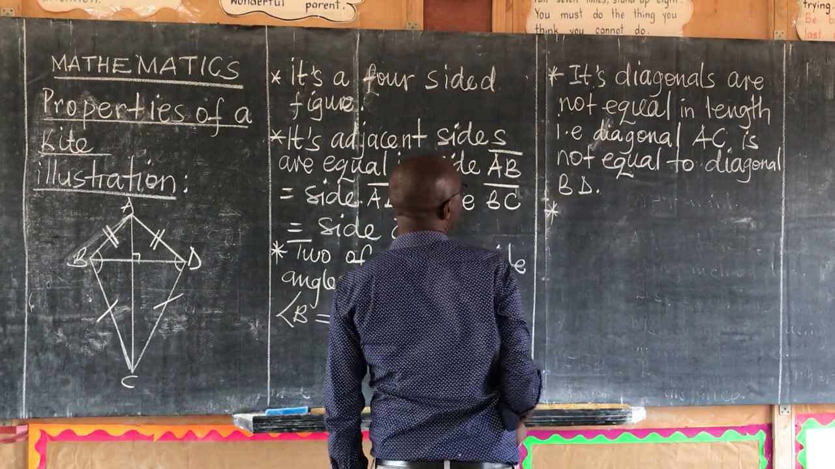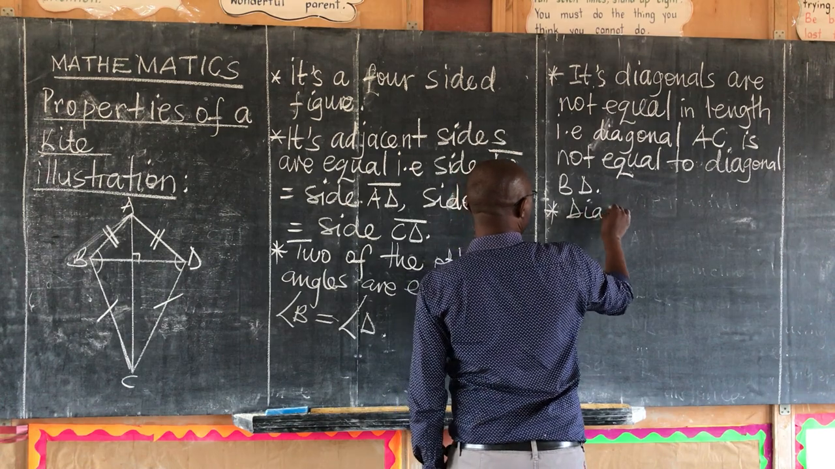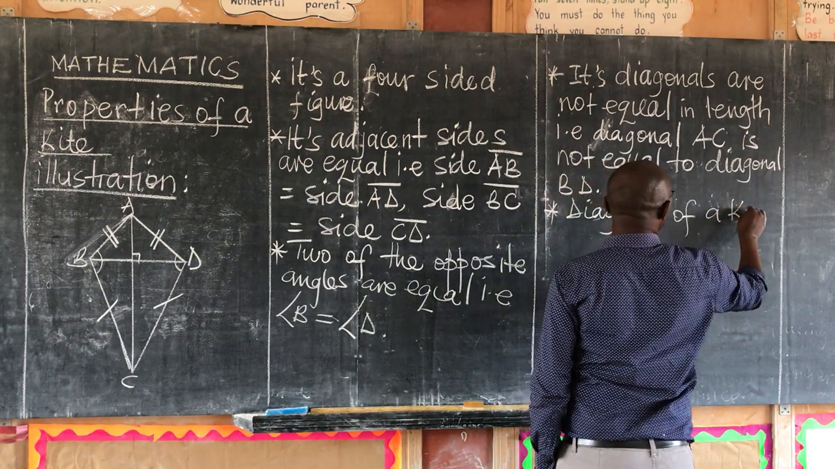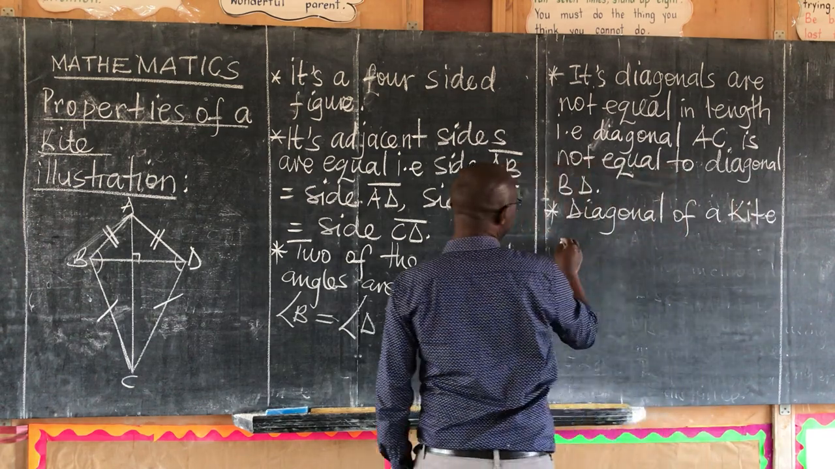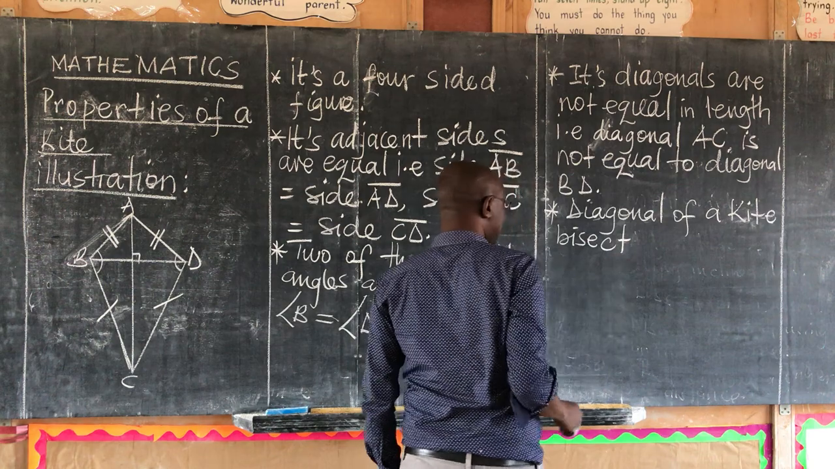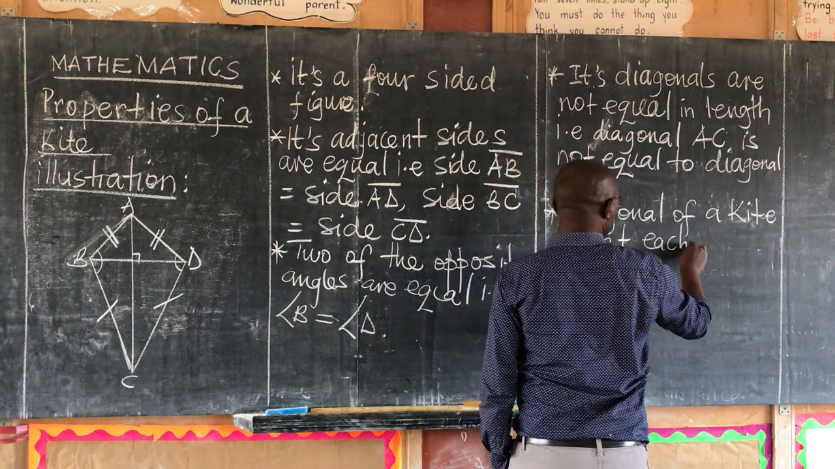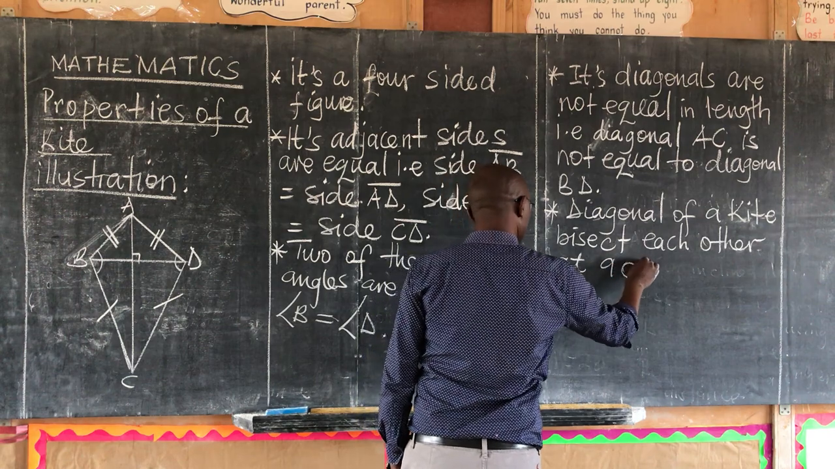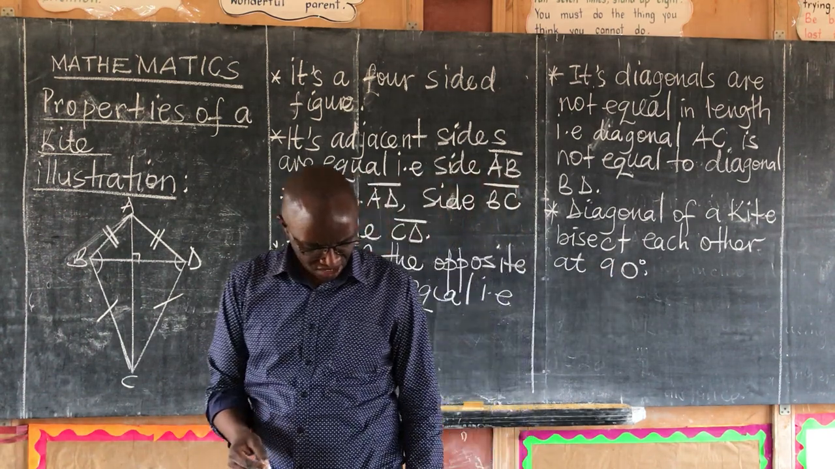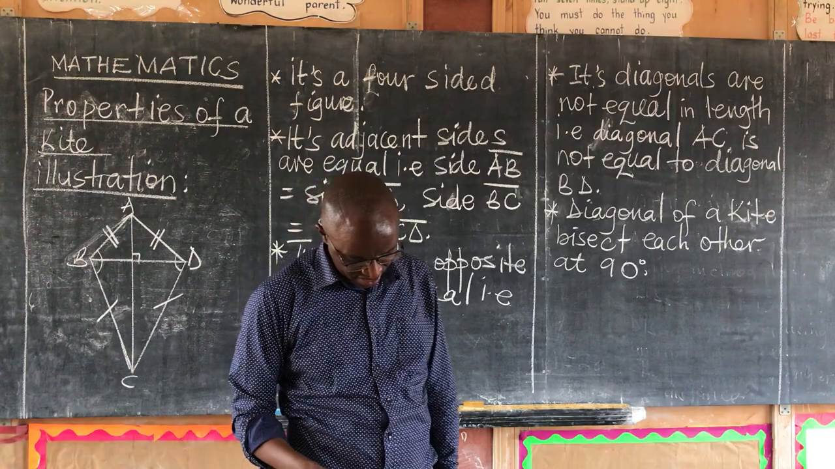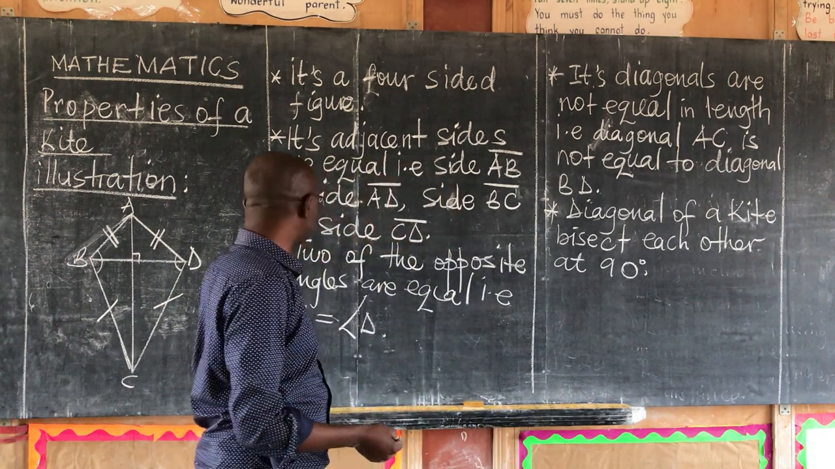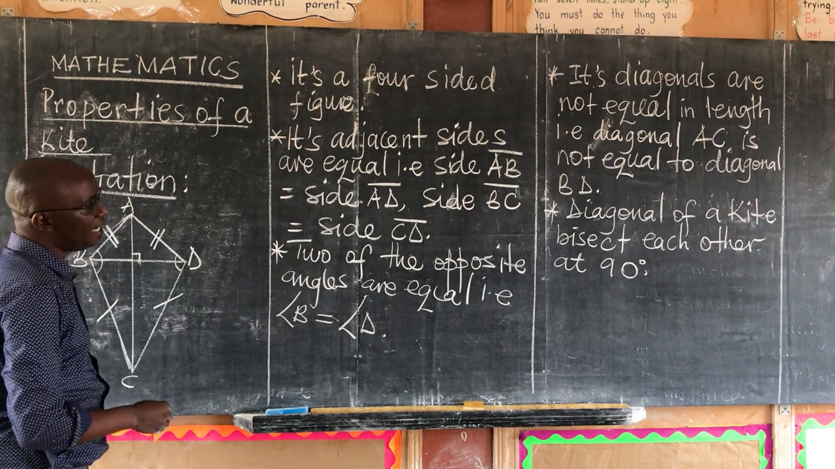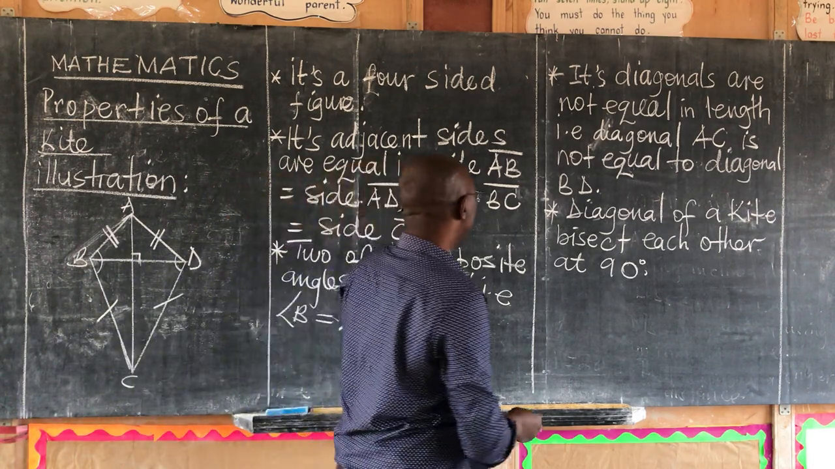Then another one, which is the last one: diagonals of a kite bisect each other at 90 degrees. To bisect is to divide into two equal parts. So as the diagonals meet, they bisect each other at 90 degrees. Are we together?